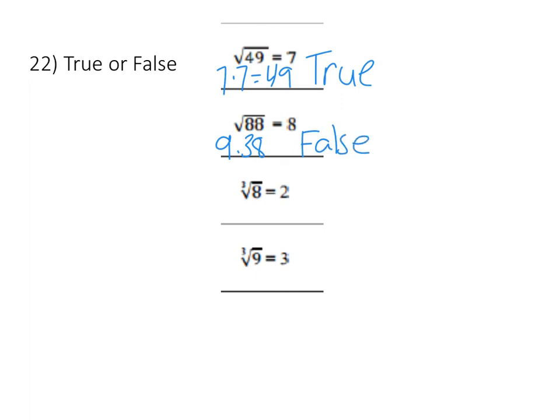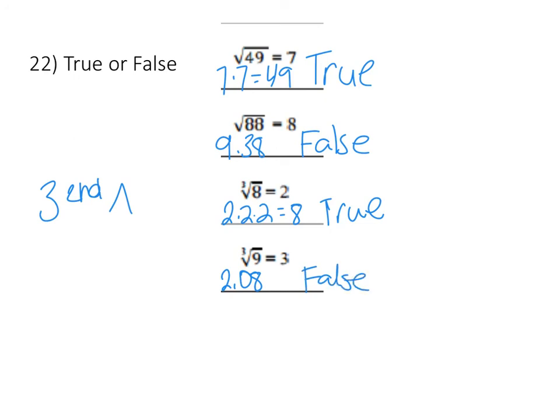Cube root. Remember, to find cube root, you hit 3, second function, then the top key. So cube root of 8 equals 2, because 2 times 2 times 2 equals 8. So that is true. The cube root of 9 equals 2.08. So that one is false because it says it's 3. So true, false, true, false.